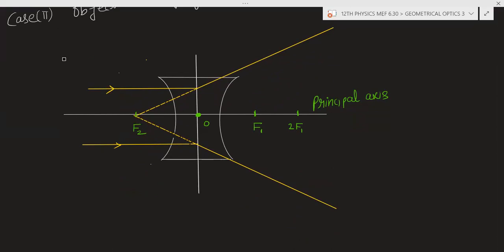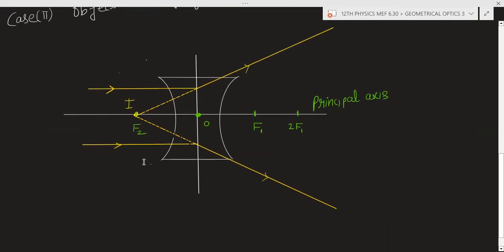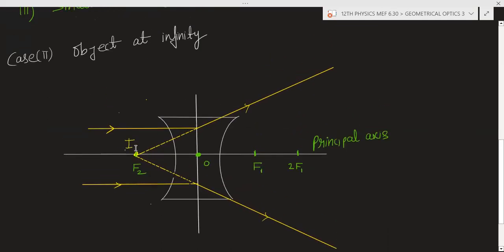So you can see here these rays are parallel, from the object at infinity. These parallel rays are getting diverged, and when you produce these diverging rays in the backward direction, these rays are meeting at F2, which means the image is formed at F2. So at F2 the image is formed, and this image is a virtual image because these rays are just appearing to meet.